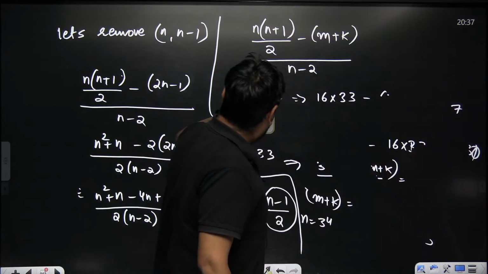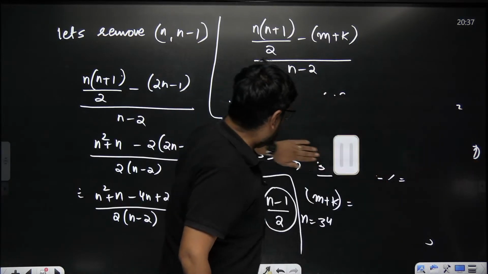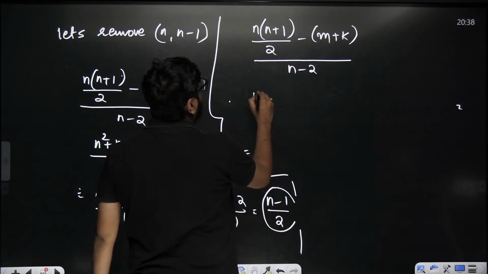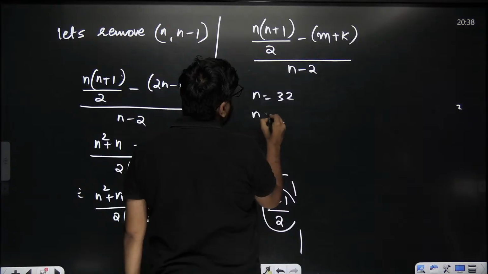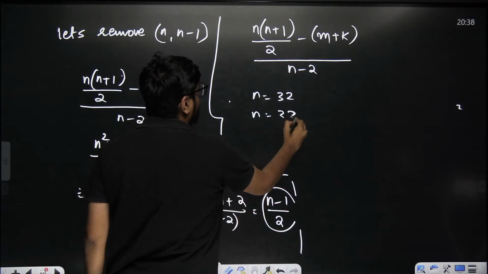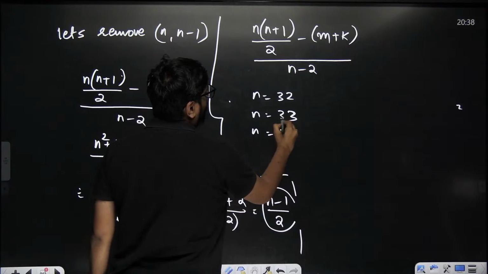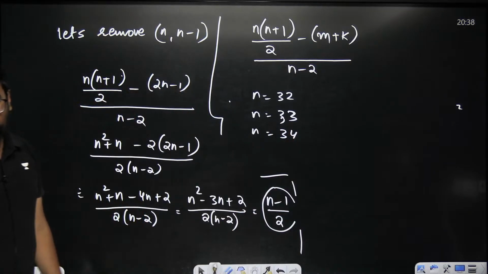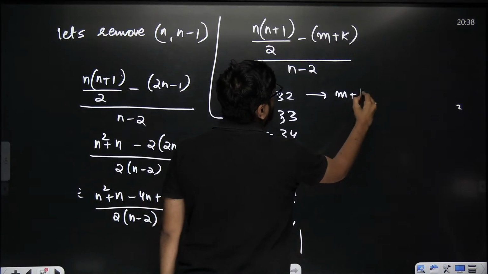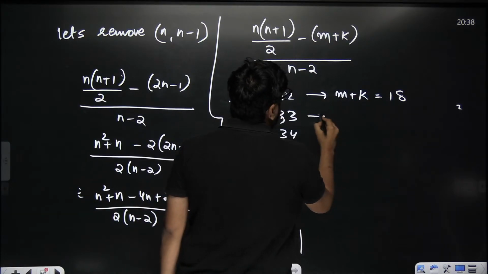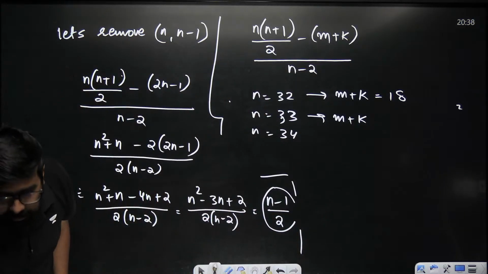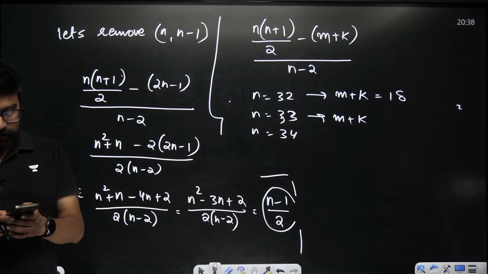Just check. I'll write and calculate once again. Just this thing you need to check, okay? For n equal to 32, n equal to 33 and n equal to 34. For n equal to 32, you will be getting m plus k equal to 18. For n equal to 33, what were we getting? Just a minute. We were getting 34.